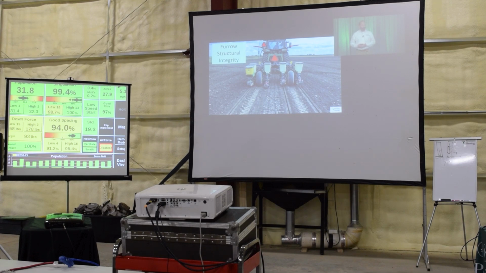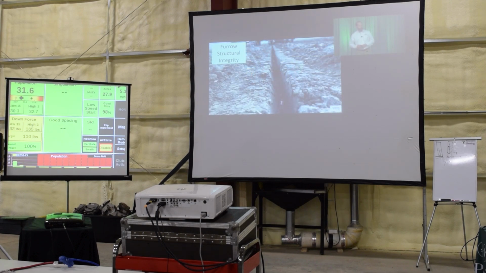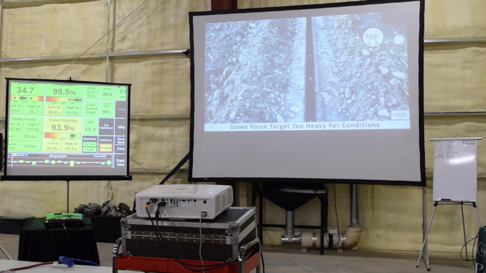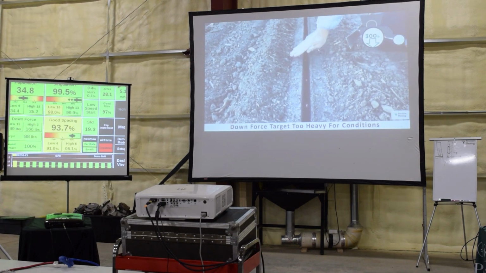Notice the planter in the picture. We've got the closing wheels tied up on most of the rows, so we're going to take this opportunity to look at the seed furrows that we've developed here. Furrow structural integrity, what I mean by that is the goal of a good seed furrow is to have a clean, open, and consistent environment for each and every seed. What we want is equal moisture, equal temperature, and good, consistent soil density for all the seeds so that we achieve that uniform germination and emergence that we strive for optimum yield potential. Here's an example of downforce target setting too heavy for these conditions.